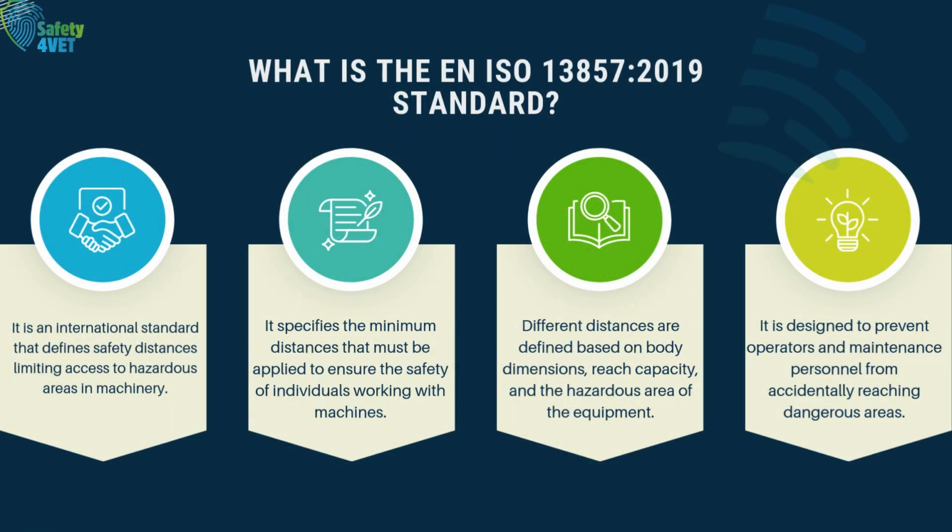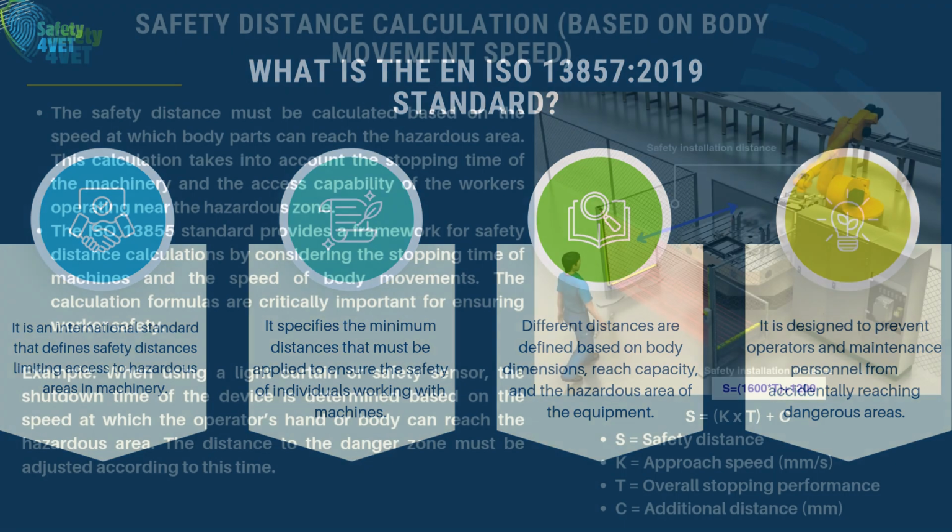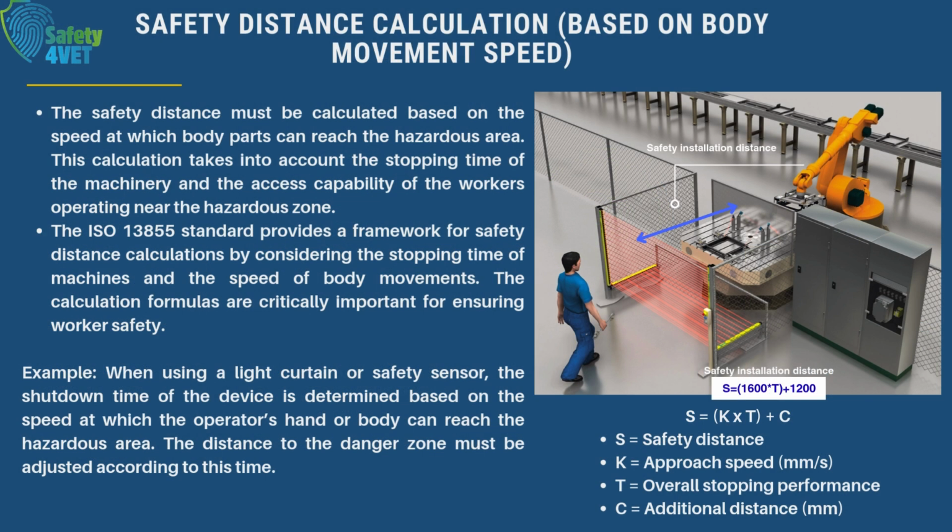ISO 13857 is an important standard that defines the safety distances required to limit access to hazardous areas in machines. This standard is used to prevent workers and maintenance personnel from accidentally accessing the dangerous zones of machines. Various distances are defined in the standard based on different body sizes and machine structures. Safety distances are determined based on the speed at which workers' body parts can access hazardous areas.